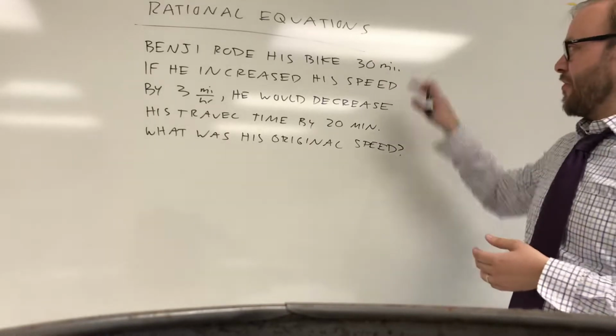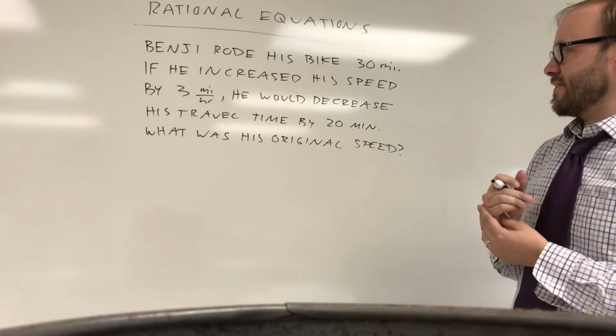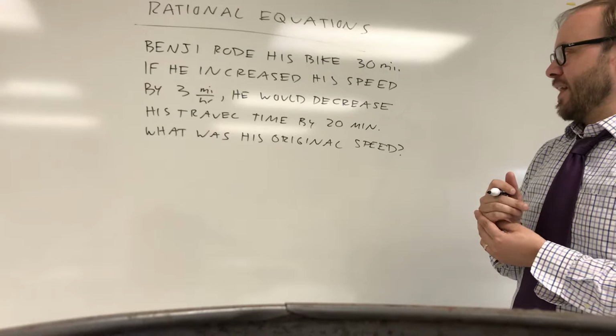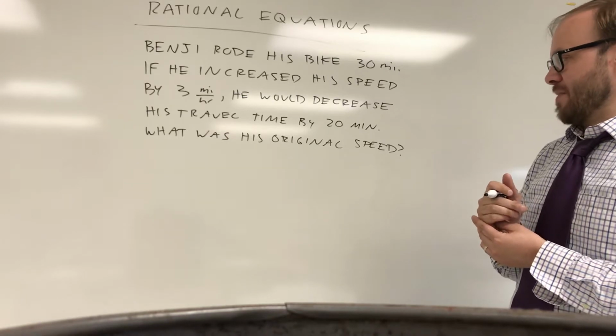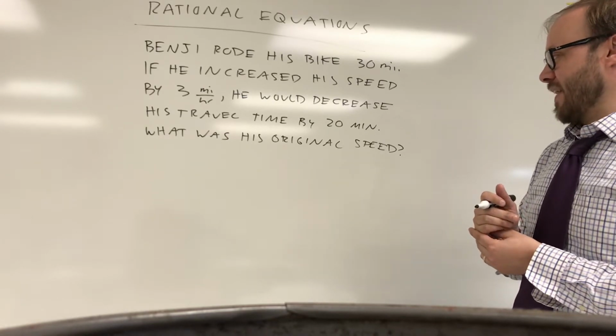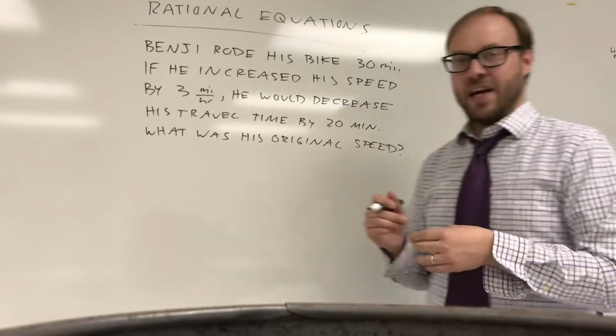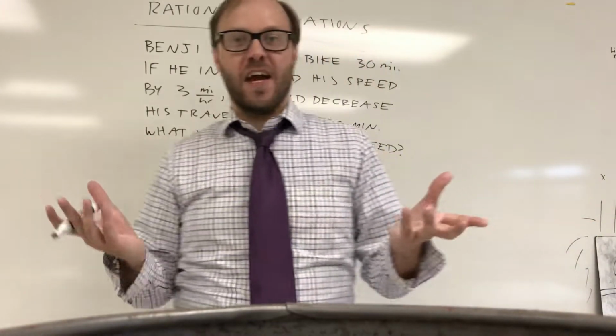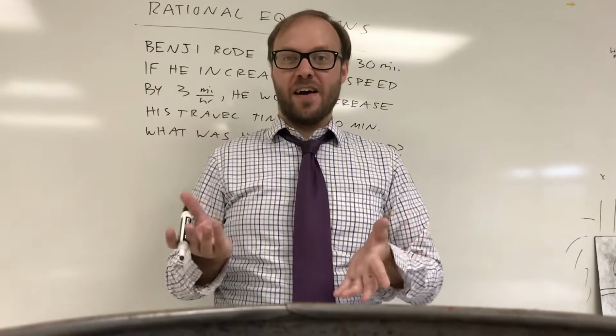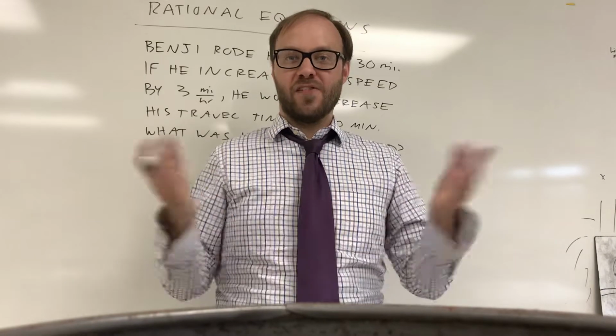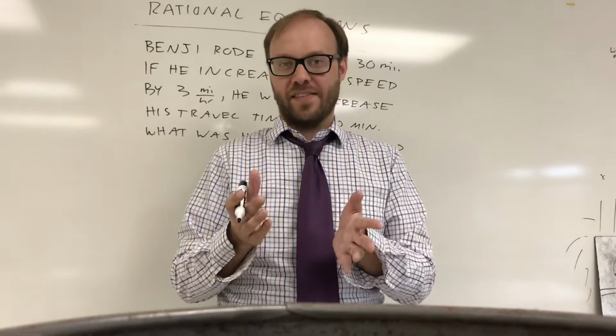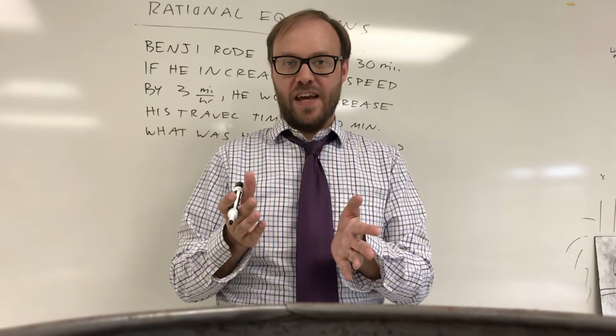Benji rode his bike 30 miles. If he increases his speed by 3 miles per hour, he would decrease his travel time by 20 minutes. I would like to find his original speed, okay? So he's going 30 miles. If he speeds up by 3 miles per hour, his overall trip is going to take 20 minutes less. And we've got to try to put all of this together, okay?